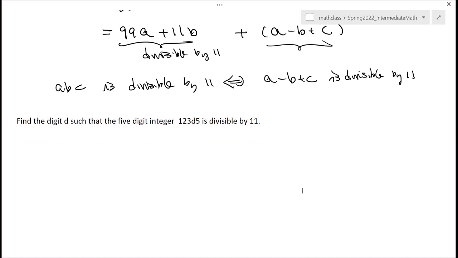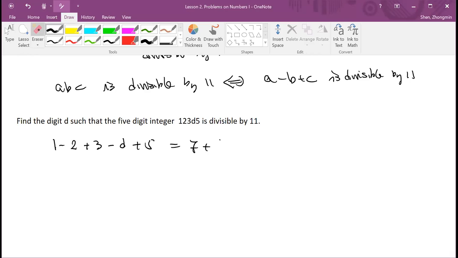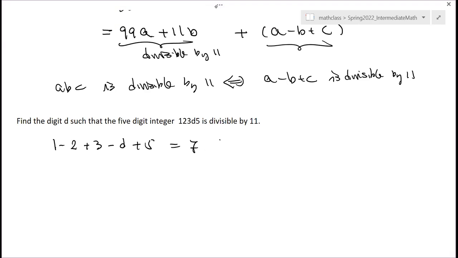All right, so all I have to do is find the alternating sum of this 5-digit integer. We can begin with 1, positive, minus, positive, minus, positive. So what is that? 1 minus 2 is -1, 3 plus 5 is 8, 8 minus 1 is 7, 7 minus d. We want to make sure 7 minus d is divisible by 11.